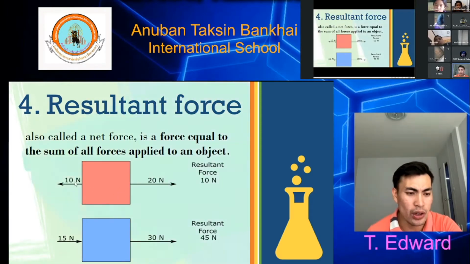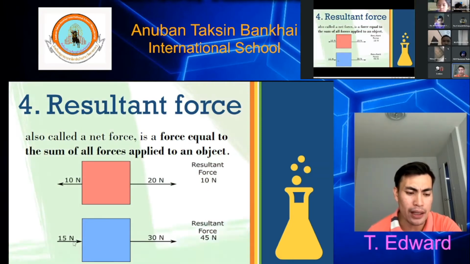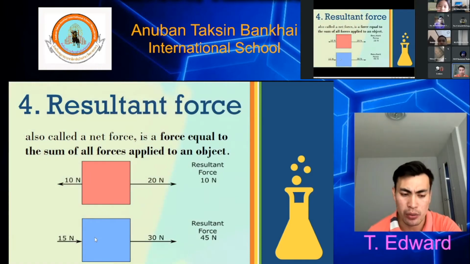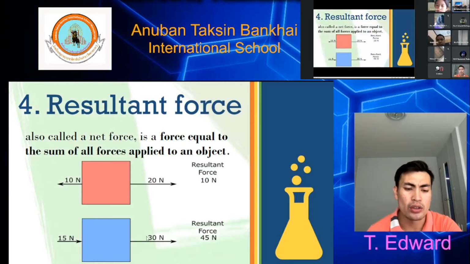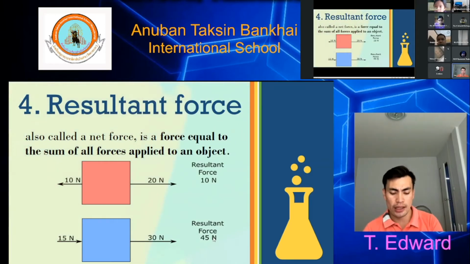Okay, so when there is 10 Newton, N is Newton, 10 Newton to the left and 20 Newton to the right, the resultant force is 10 Newton because 20 minus 10 is equal to 10. But here in the blue box, they have the same direction, 15 Newton to the right and also 15 Newton to the right, so the resultant force is 45 Newton. We are going to study that later.